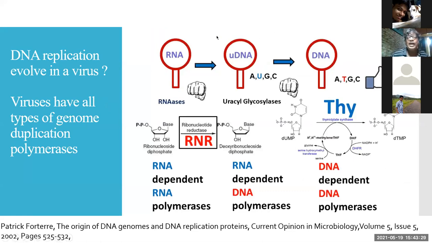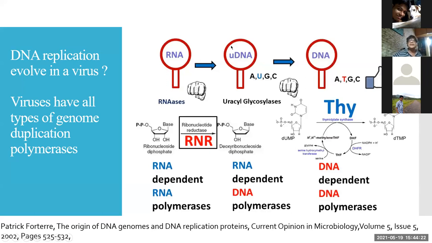So then how did this DNA world evolve from viruses? Here you can see that we are trying to trace the origin of DNA-based life from RNA-based life. The theory here is that RNA viruses have RNA, and we all know that RNA is very unstable. So nature tried to evolve. These RNA viruses, like the coronaviruses, are dependent on RNA-dependent RNA polymerases, but this is highly unstable. So what nature did is that it evolved an enzyme called ribonucleotide reductase, which could convert ribonucleotides to deoxyribonucleotides. And this we term as the uDNA.